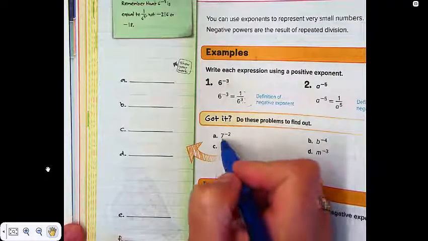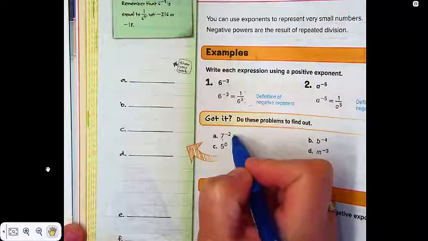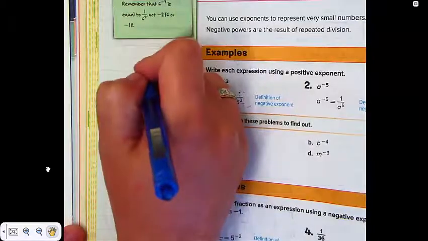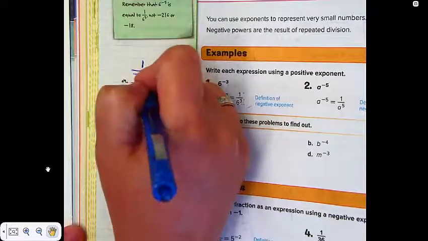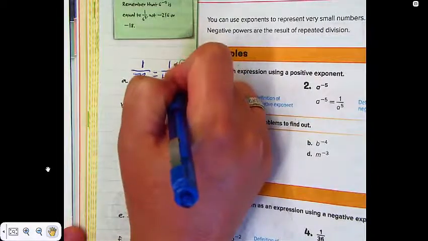Let's look at A, 7 to the -2. Again, I'm just going to turn that into a fraction where 7 to the -2 is going to be my denominator, therefore making that negative positive. So I end up with 1 over 7 squared. And 7 times 7 is 49.